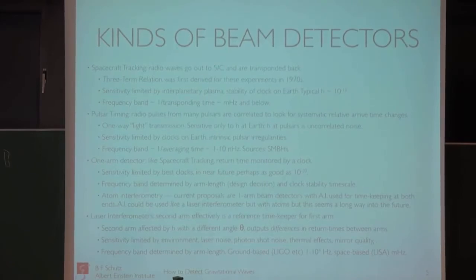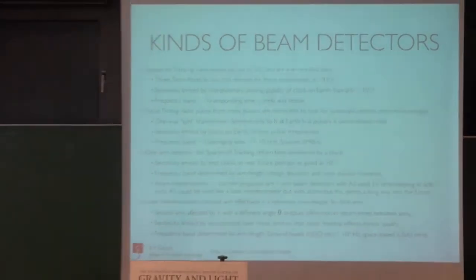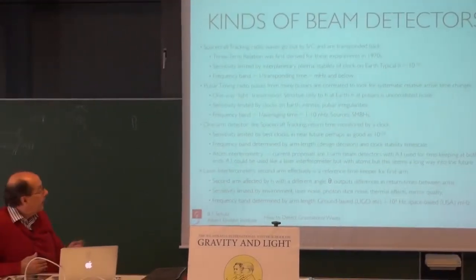So keep your eye on atom interferometry for gravitational wave detection. It's a kind of hybrid. It's a beam detector, but instead of having clocks, it's using atom interferometry and entanglement. Would be very sexy. So those are all the things that I wanted to get out of the way before I came to the one that is the most effective one, which is the laser interferometer.